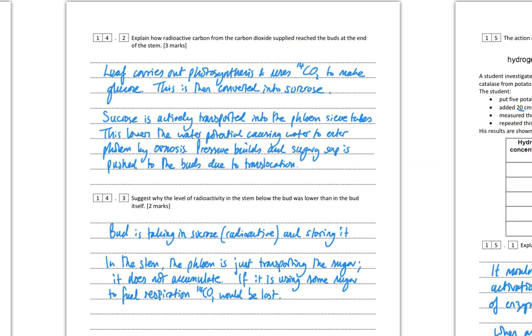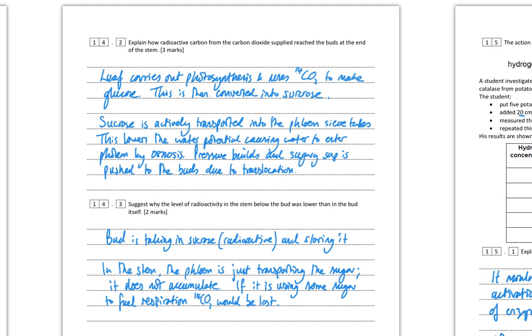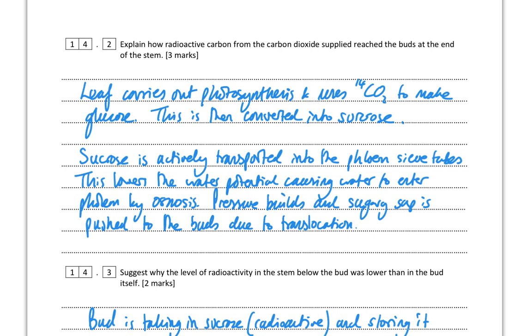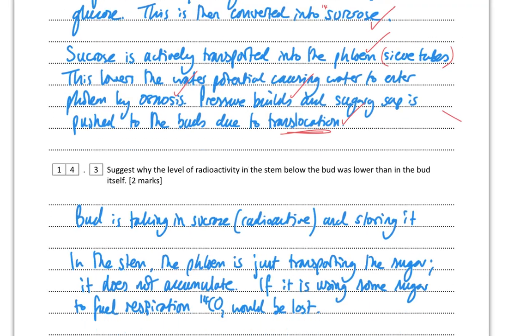And explain how radioactive carbon from CO2 reaches the bud at the end. So again, I'm saying that it carries out photosynthesis, uses the carbon dioxide, and converts it into sucrose. That's going to be carbon-14 containing. I put too much information here, but you never know. So yeah, sucrose is actively transported into phloem. Don't really need sieve tubes. This lowers the water potential, causing water to enter by osmosis. Pressure builds. And I think the marking point was translocation, but I've given a reason how translocation works.